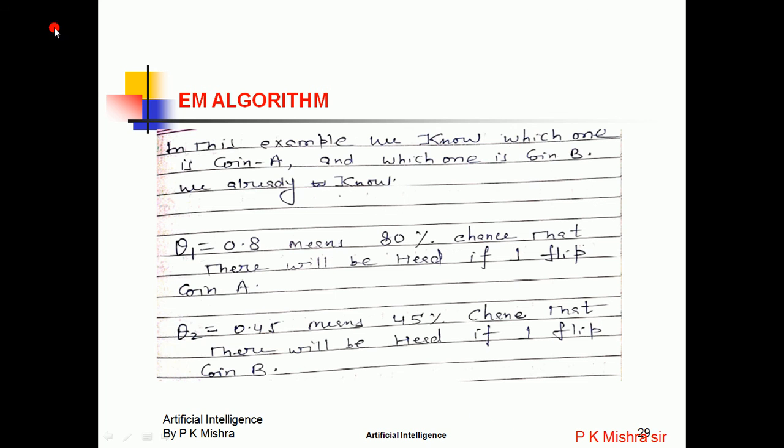Now in this example we know which one is coin A and which one is coin B. Theta 1 equal to 0.8 means there is an 80% chance of a head for one flip of coin A. Theta 2 equal to 0.45 means there is a 45% chance of a head if I flip coin B. But if we flip coin A, then there is an 80% chance that we receive a head.